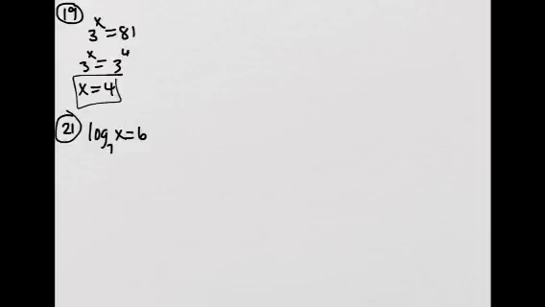Alright, so number 19, we can write 81 with base 3. So 81 is 3 to the 4th, so then that means that x equals 4. Number 21 is in logarithmic form. We could change it to exponential form. The base is 7, the exponent is 6, and that equals x. So x equals 117,649.